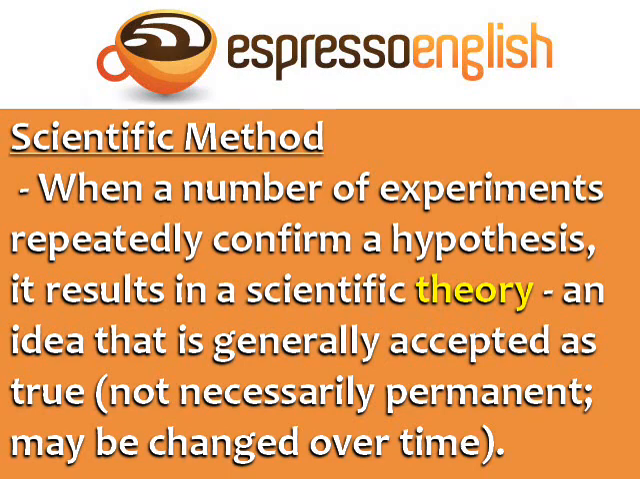When a number of experiments repeatedly confirm a hypothesis, it results in a scientific theory, an idea that is generally accepted as true. Theories, although they are well established by the evidence, are not necessarily permanent. They can be changed, modified, and abandoned over time.